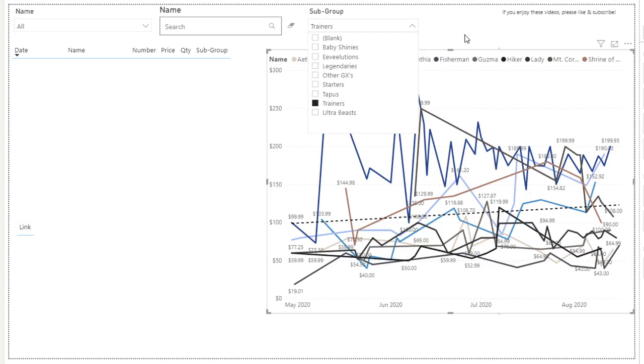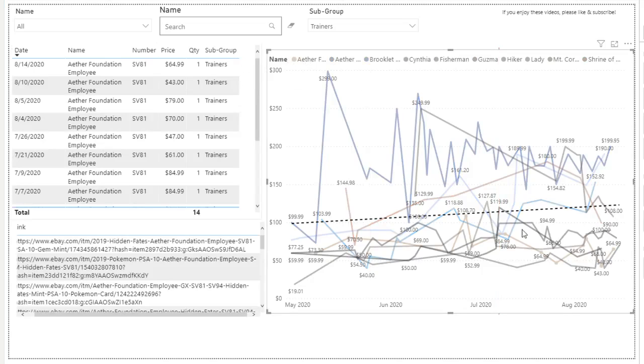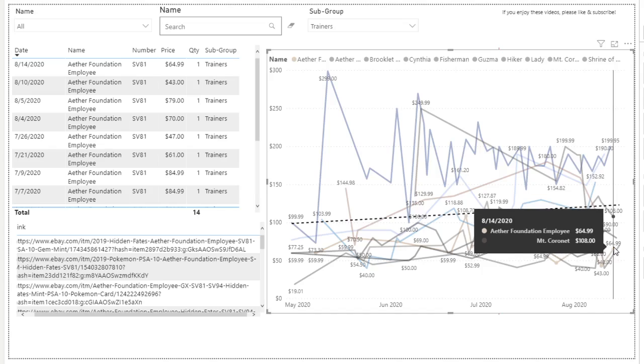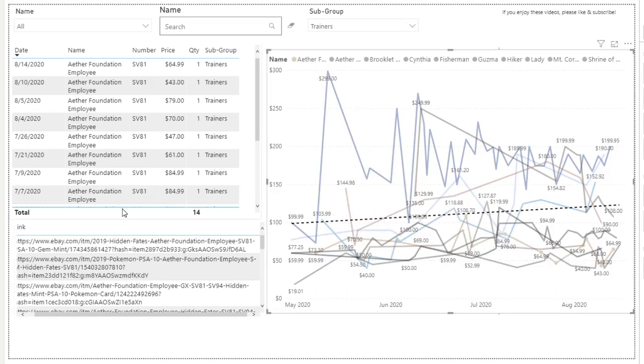Trainers. Yeah, this is a mess, so let's go one at a time with this. Aether Foundation. It's down here. That's the employee. This is $65 at the last sold. So this is one of the few cards I'd say that you probably could get as a PSA 10 for cheaper now than any other time.